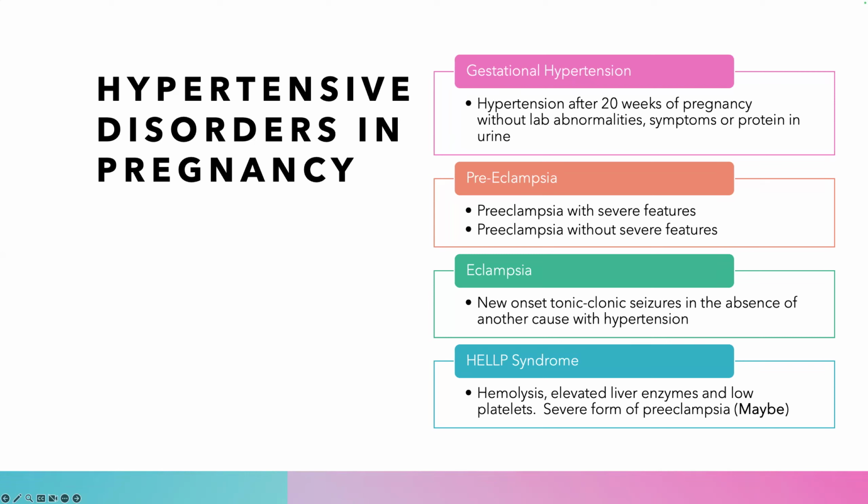And then HELLP syndrome. HELLP stands for hemolysis, elevated liver enzymes, and low platelets. There is some thought that this is a severe form of preeclampsia, versus some people who think that this is actually a separate disorder. I'm more in the school of thought that this is a separate disorder than a severe form of preeclampsia, and we'll talk about that.